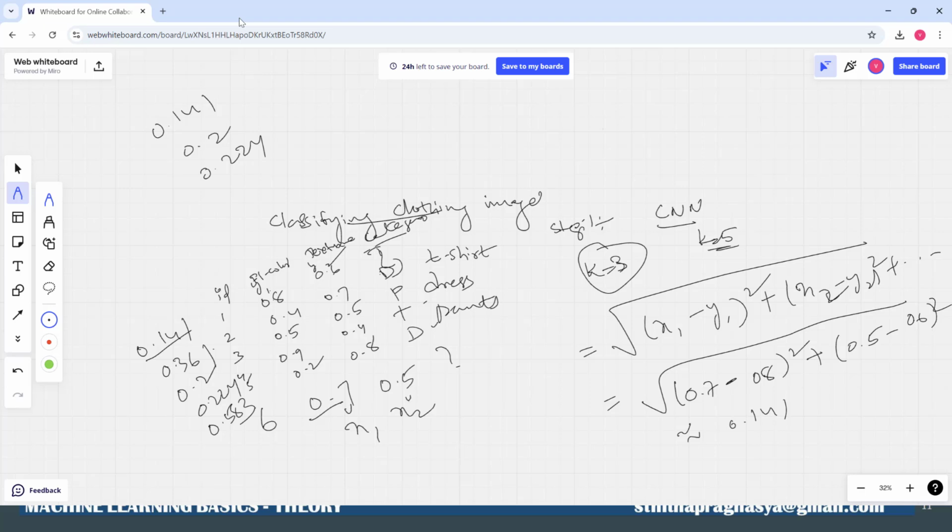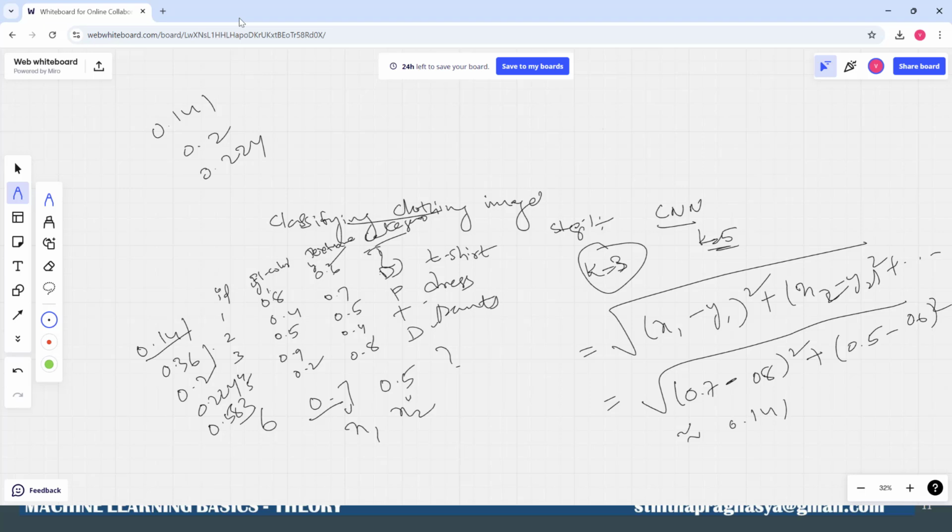For classification, the algorithm looks at the categories of these k nearest neighbors. It uses a majority voting mechanism. The new image is assigned to the category that appears most frequently among the k neighbors. For instance, if 3 out of 5 neighbors are t-shirts and 2 are dresses, the new image is classified as a t-shirt.